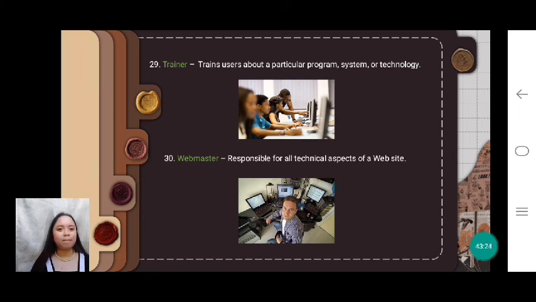Number 30. Webmaster, responsible for all technical aspects of a website. So the webmaster is the one who is responsible for the technical aspects of a website. Also, they develop and manage websites according to their clients' needs. They ensure that websites are secure, functional, visually appealing, user-friendly, and consistently updated. So that's the work of the webmaster.